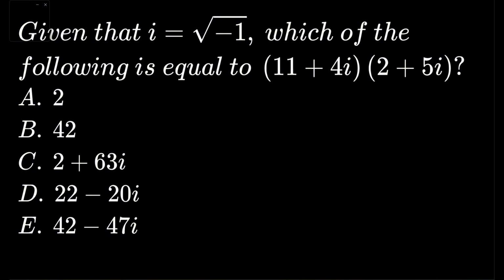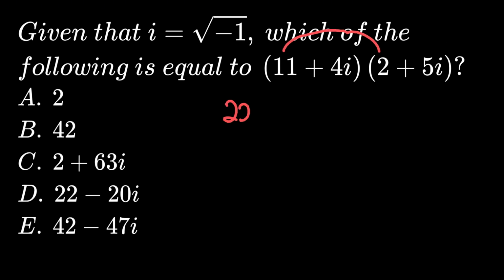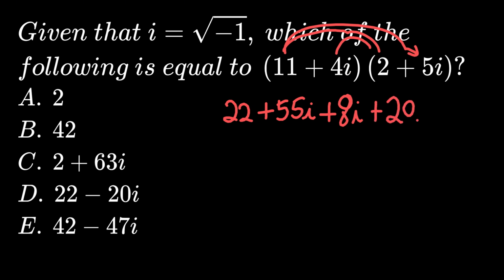Given that i is equal to the square root of negative 1, which of the following is equal to 11 plus 4i, that quantity, times the quantity of 2 plus 5i? So we have to just FOIL here. It's just foiling, we just have i's instead of x's. So when we FOIL, we multiply first. That's 11 times 2, which is 22. And then we multiply our outer terms, 11 times 5i, which will be plus 55i. And then we have 4i times 2, which is plus 8i. And then 4i times 5i, which will give me plus 20i squared.